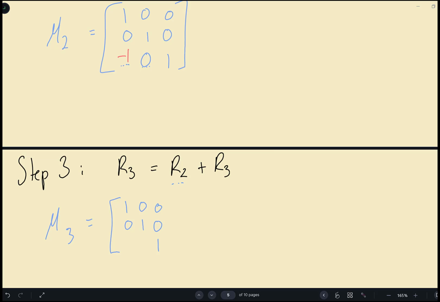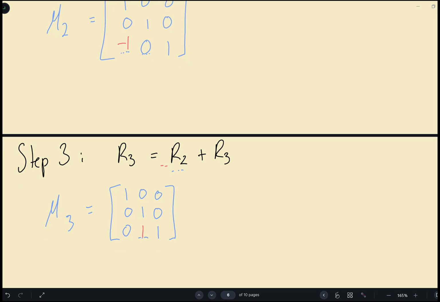We're using, in this case, the second row, so that means the first column is going to be a 0. And what we're doing is second plus 3, so we're modifying this part here. And in this case, the coefficient is just 1. So we put a 1 here, and this would be the third elementary matrix.